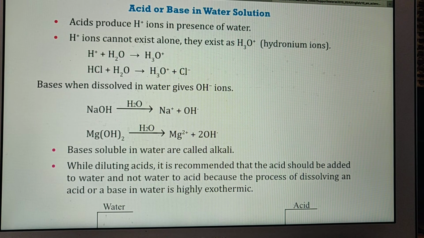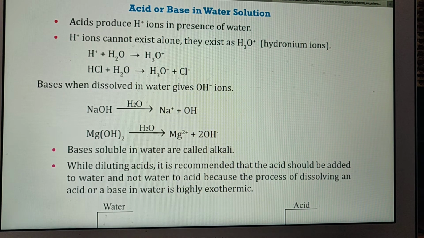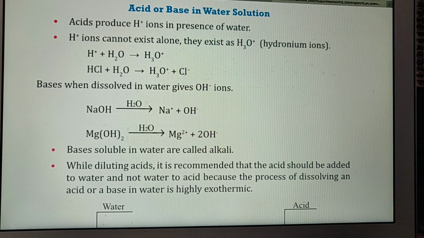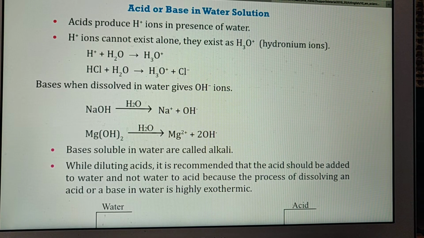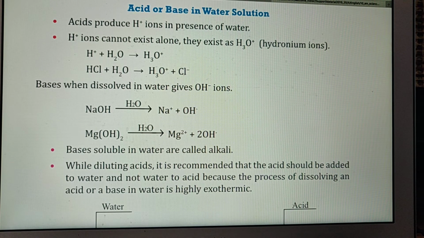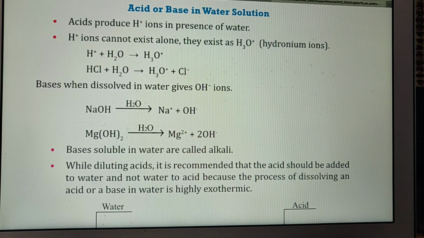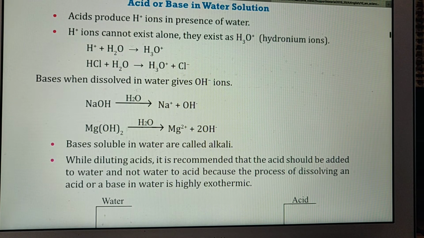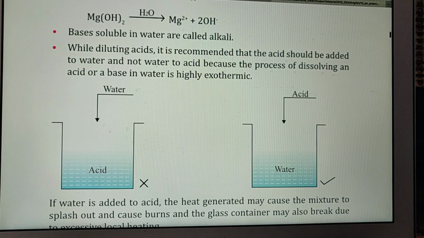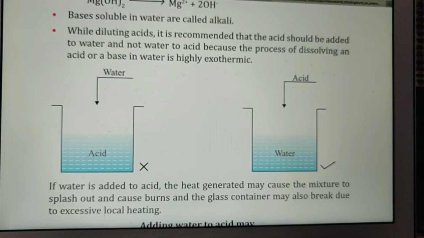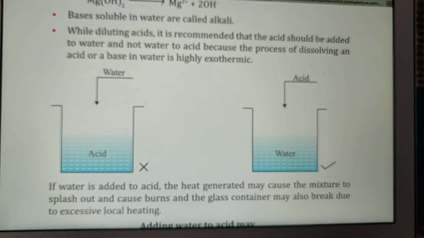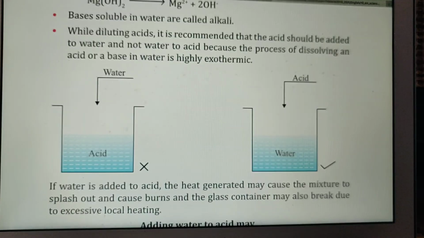Bases, when dissolved in water, give OH ions. So sodium hydroxide dissolved in water gives sodium ion and OH ion. Magnesium hydroxide, Mg(OH)2, dissolved in water gives magnesium ion plus OH ions. That's why they are called basic in nature. Bases soluble in water are called alkalis.